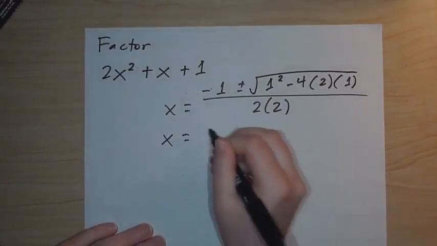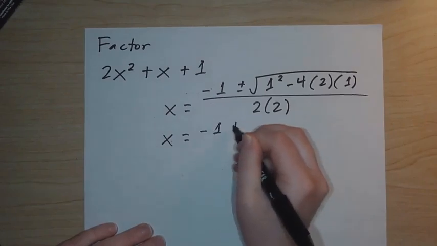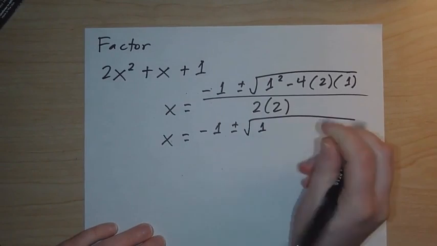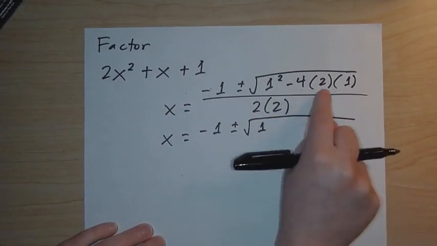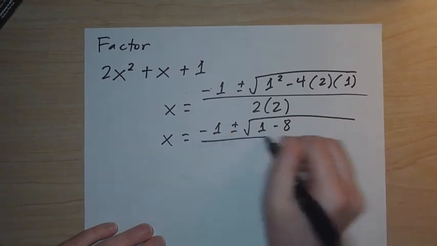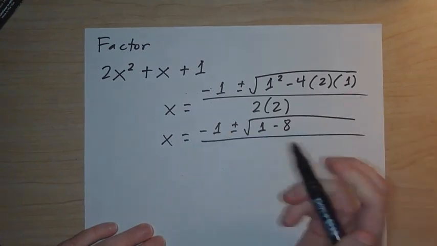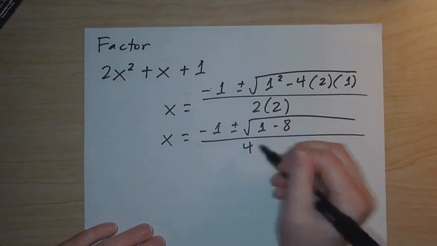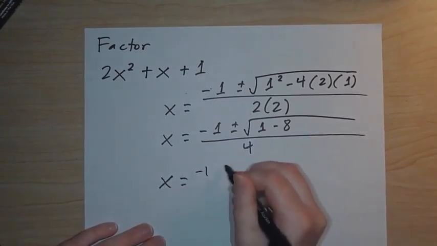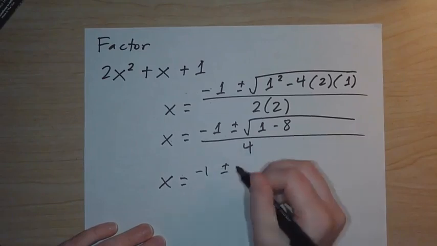So solving for it, we have negative 1 plus minus, so 1 squared is just 1. We have 4 times 2, which is 8, so negative 8, minus 8, excuse me. Times 1 just makes it itself. 2 times 2 is 4. So this is x equals negative 1 plus minus 1 minus 8 is negative 7 over 4.